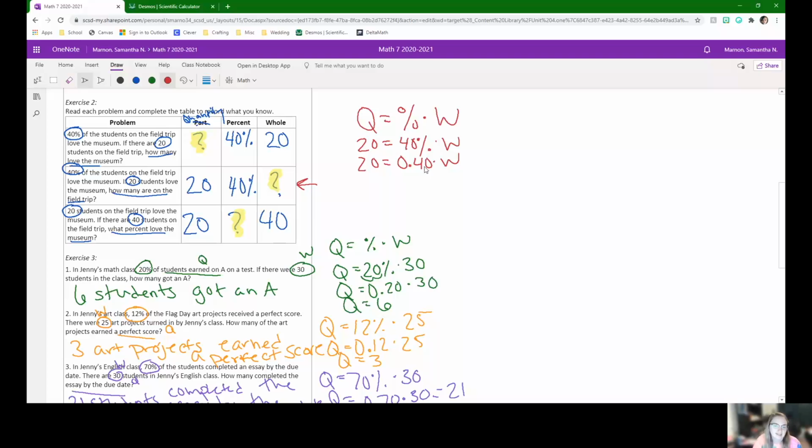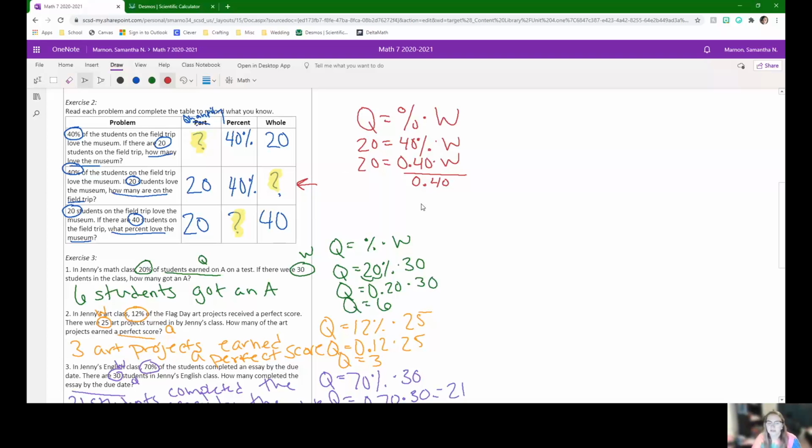So if this is times 0.40, we need to do the opposite to get rid of it. So we would need to divide by 0.40. So now what happens is on this side, a number over itself like that we know is 1. 5 over 5 is 1. 100 over 100 is 1. 3 over 3 is 1. 0.40 over 0.40 is 1.